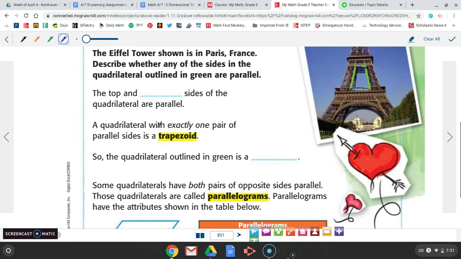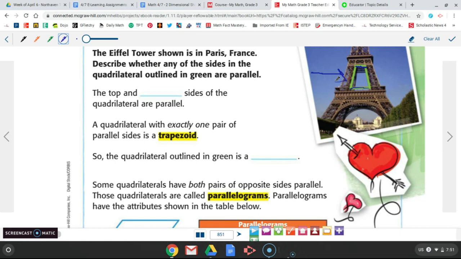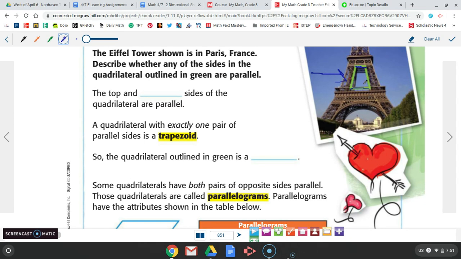A quadrilateral with exactly one pair of parallel sides is called a trapezoid. So this shape right here is called a trapezoid because only one set of sides are parallel, okay? So if a quadrilateral, a four-sided shape, only has one set of sides that are parallel, then we call it a trapezoid. So the quadrilateral outlined in green is a trapezoid. So you can write the word trapezoid right here, and you can use it right here to spell.